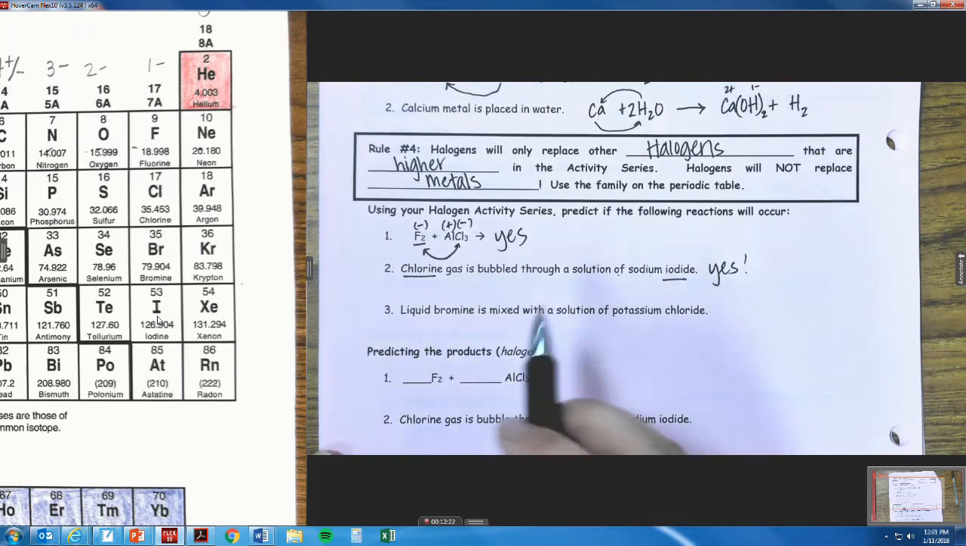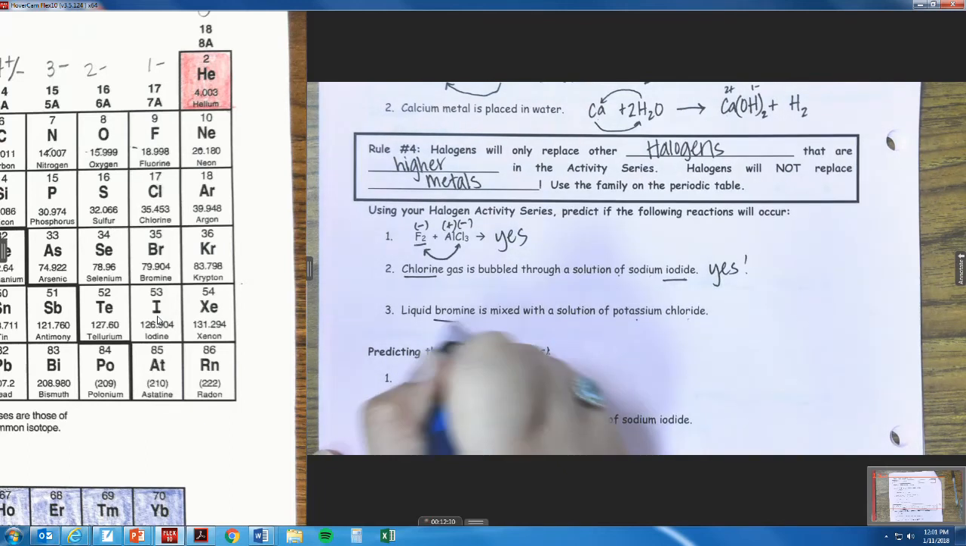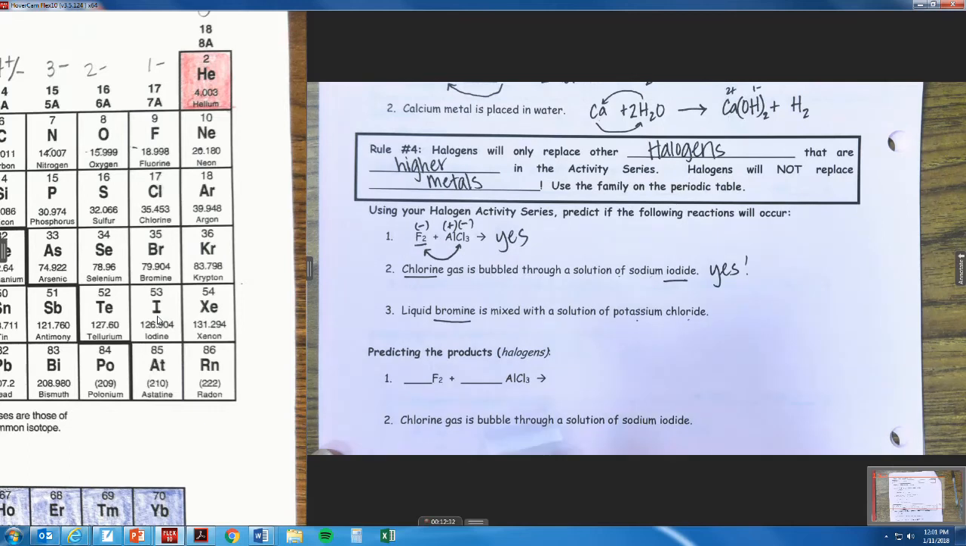Okay, and then the last one, we have liquid bromine is mixed with a solution of potassium chloride. So this is the one that's all by itself. Potassium chloride, well, again, we're still looking at halogens. So bromine is right here.